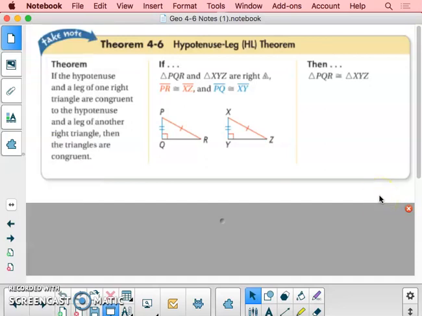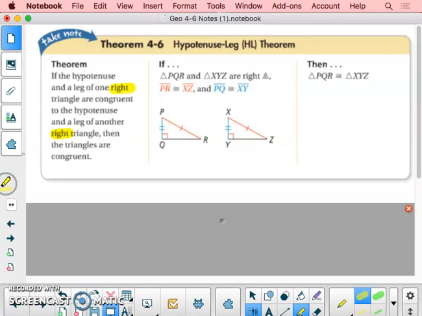All right, welcome to the second part of the 4-6 notes. Where the last video left off was right here with Theorem 4-6, the hypotenuse leg theorem. This is something that only works with right triangles. You have to have two right triangles in order to use it.